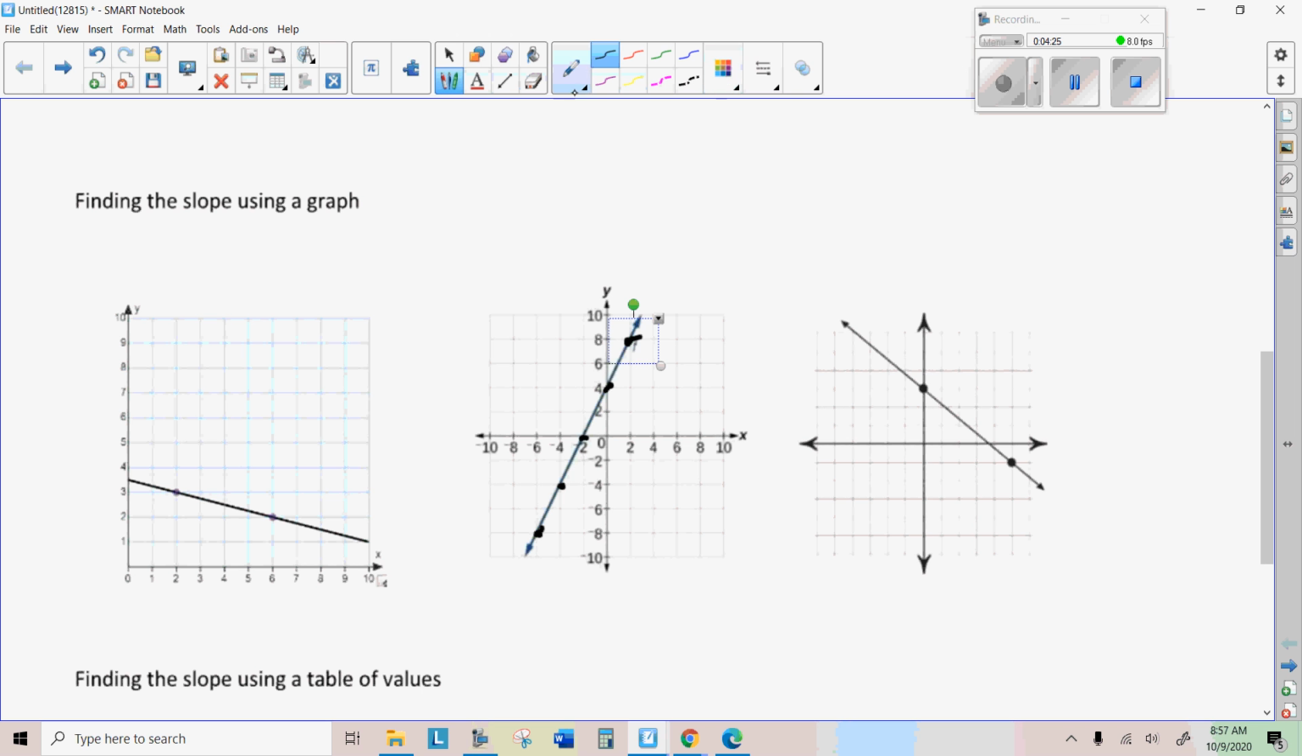So now I'm going to show you the rise and the run on this graph. The rise is between the dots how far up you go, so that would look like this little line right here.